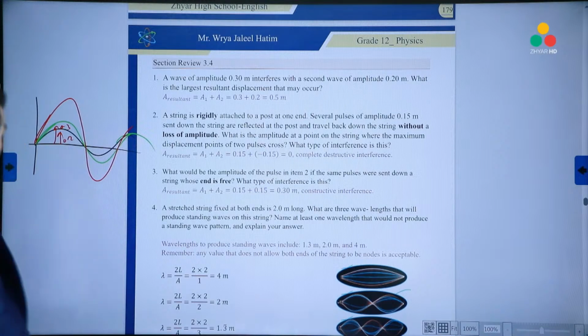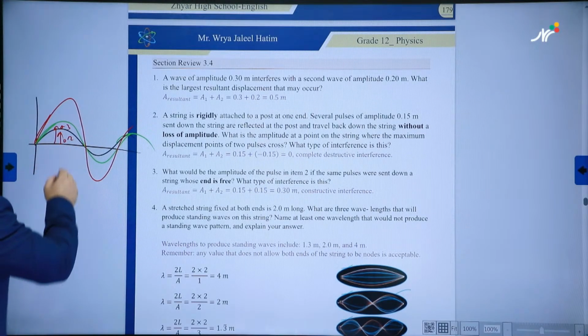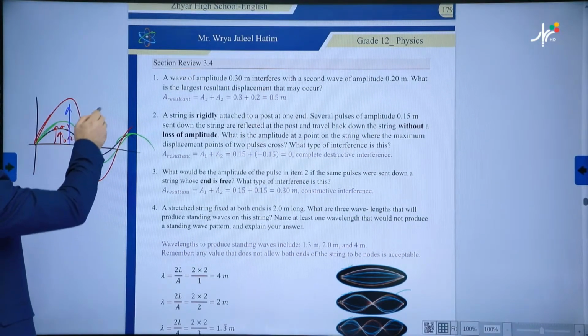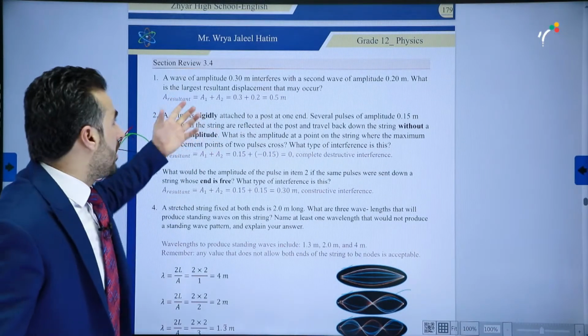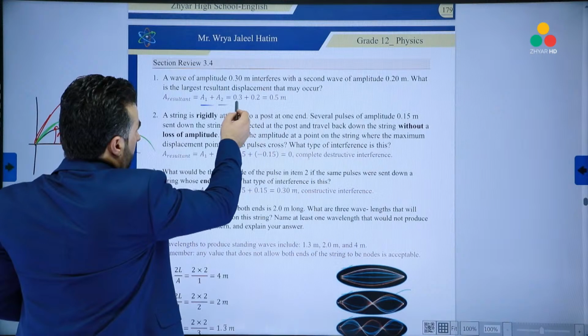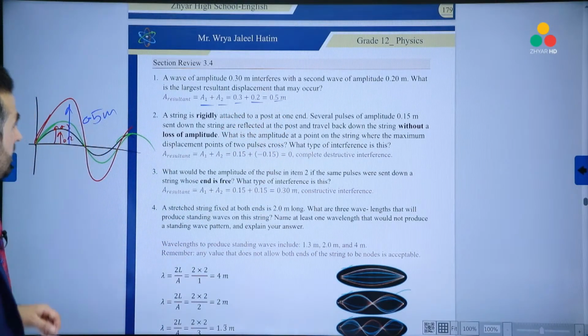Yeah? If it is meters, of course, it's going to be 0.5 meter here. Let's use a different color. Okay, so the resultant of this one is going to be 0.5 meter. Okay, so add their amplitudes together. Amplitude 1 and 2 together, 0.3 and 0.2, you get 0.5.